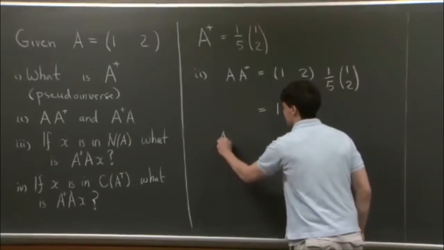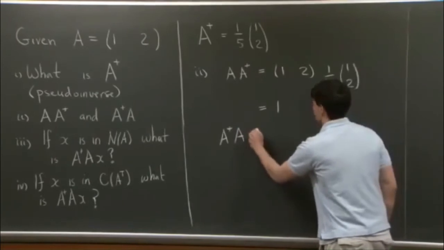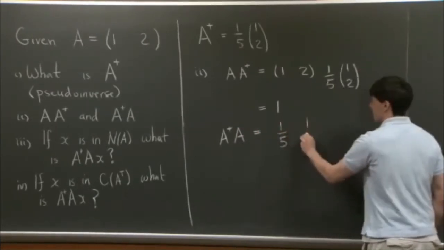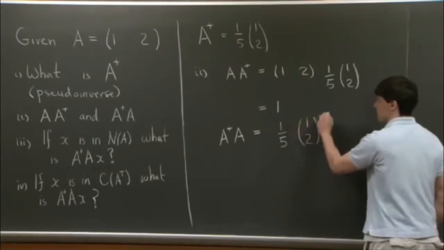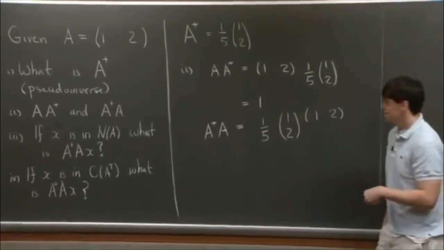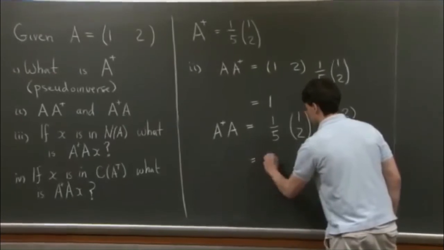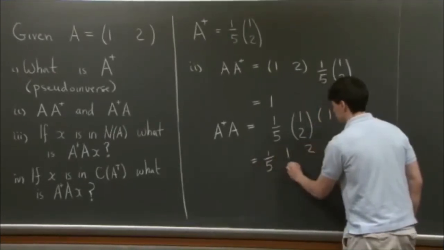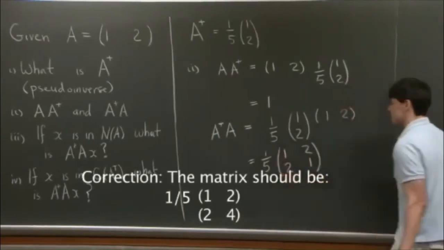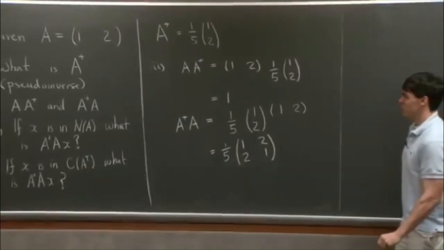And secondly, if we take A plus times A, we're going to get 1/5, 1, 2, times 1, 2. And we can just fill in this matrix, which is 1/5, 1, 2, 2, 1. Okay, and this concludes part 2.